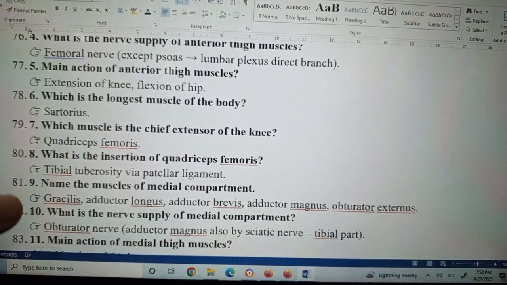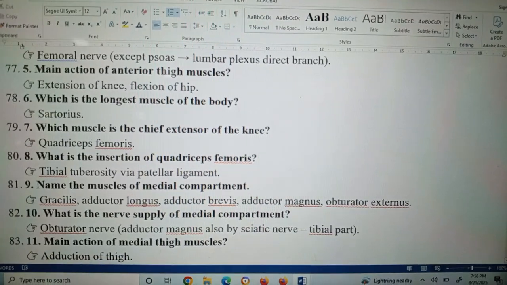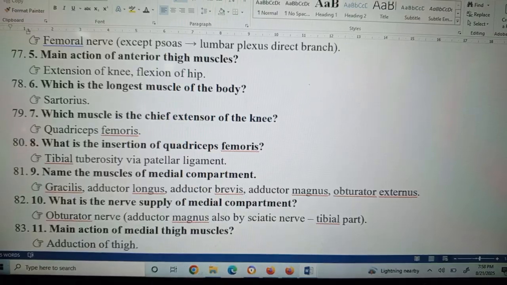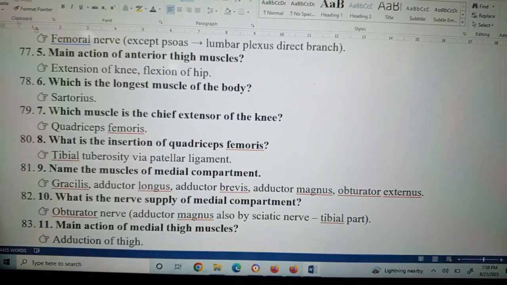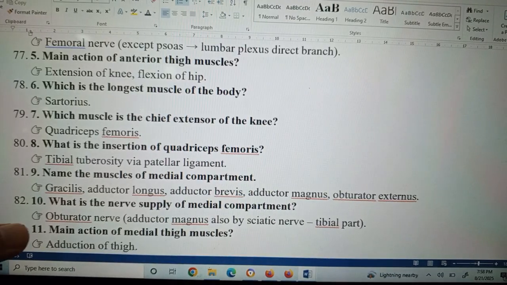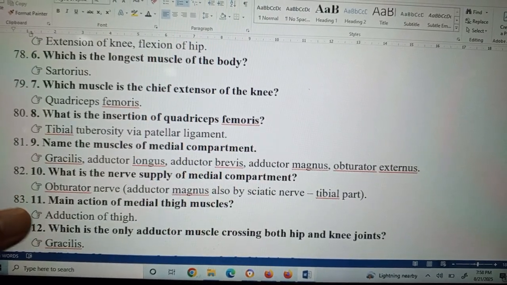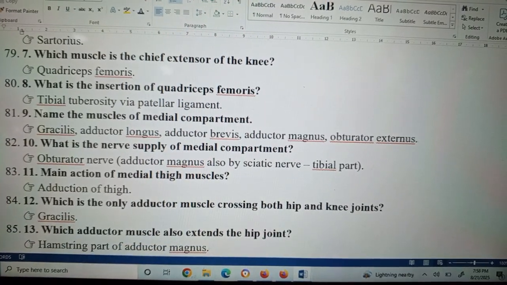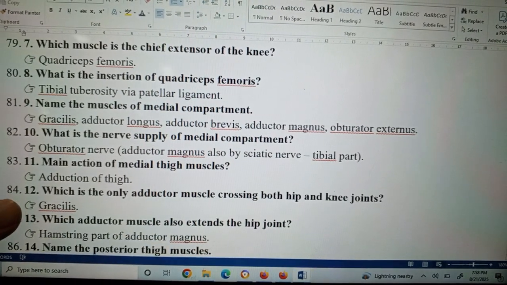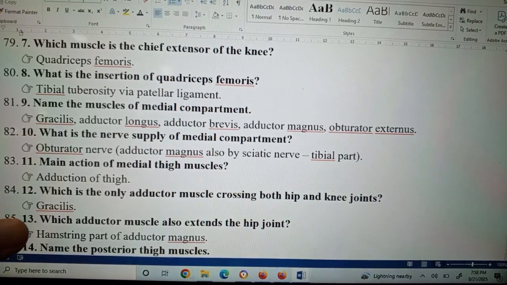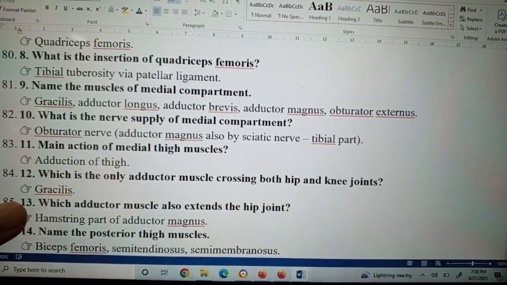Which muscle is the chief extensor of the knee? I am talking about the knee, not the hip. Please listen to the Viva question carefully and then answer accordingly. Chief extensor of the knee is quadriceps femoris. What is the insertion of the quadriceps femoris? The tibial tuberosity by the patellar ligament. Name the muscles of the medial compartment: gracilis, adductor longus, adductor brevis, adductor magnus, obturator externus. What is the nerve supply of the medial compartment?